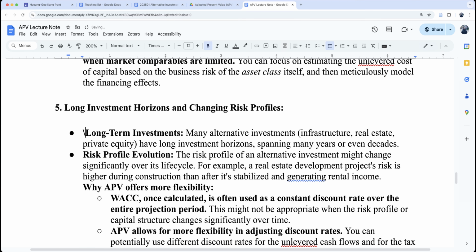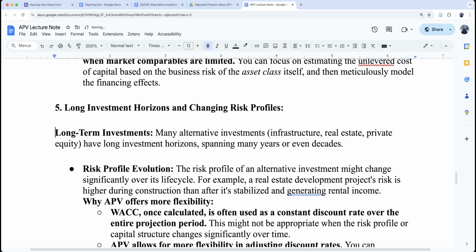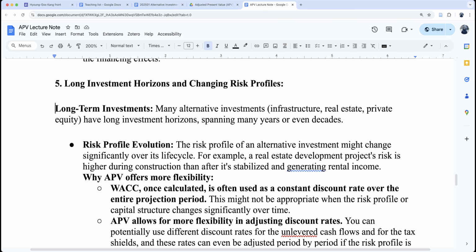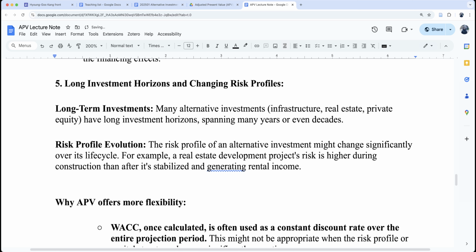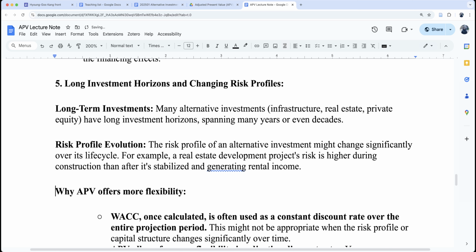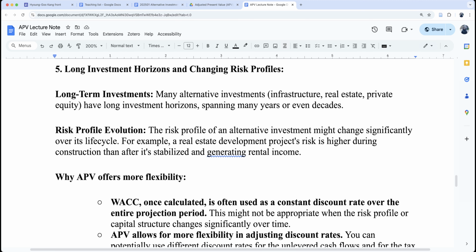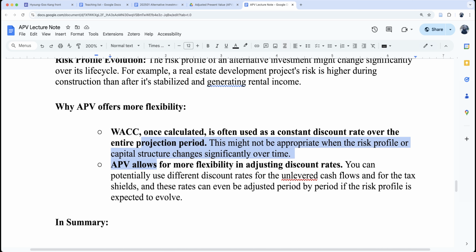Number 5, long investment horizon and changing risk profile. Long-term investment. Many alternative investments like infrastructure, real estate, and private equity have long investment horizons spanning many years or even decades. And next, risk profile evolution. The risk profile of an alternative investment might change significantly over its life cycle. For example, in a real estate development project, risk is higher during construction than after it is stabilized and generating rental income.